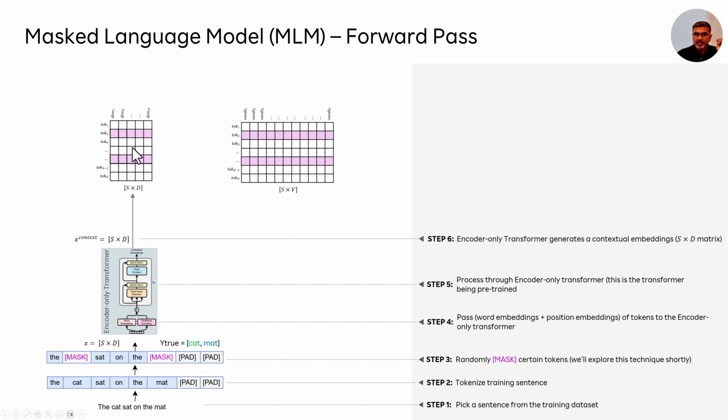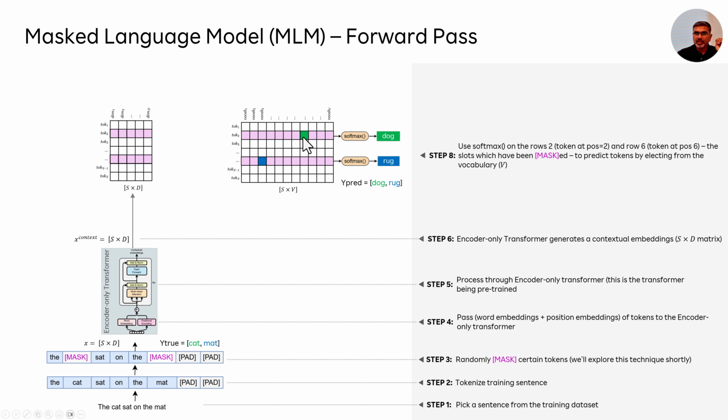So if you can extend this from D dimensions to V dimensions, then all you can do is apply a softmax on this, and softmax will do what? It will pick that slot that has the highest probability, and that index becomes the word from your vocabulary that you will pull and say, I think it is this word. So that's what you're trying to do.